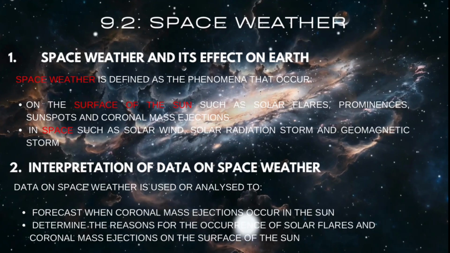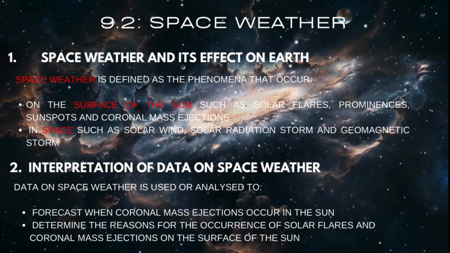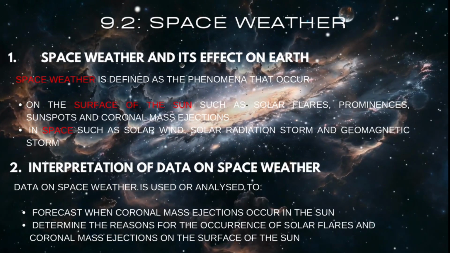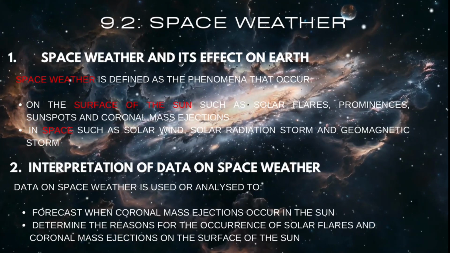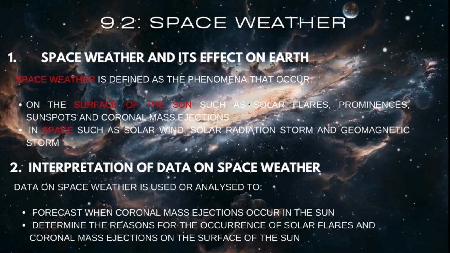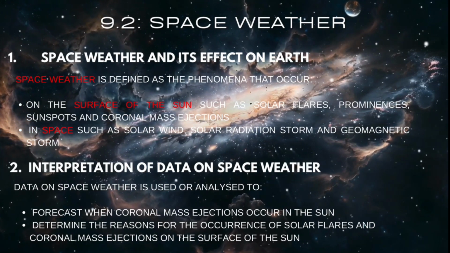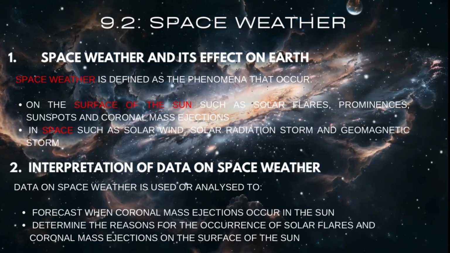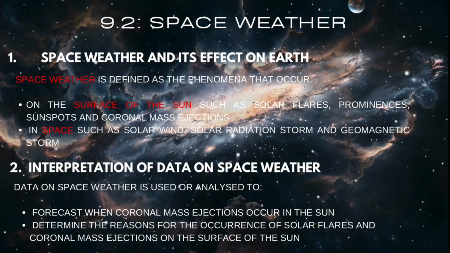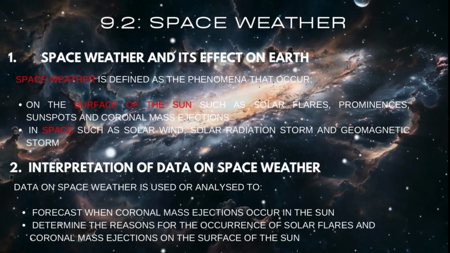Next, we have interpretation of data on space weather. Data on space weather is used or analyzed to forecast when coronal mass ejections occur in the sun. It also determines the reason for the occurrence of solar flares and coronal mass ejections on the surface of the sun.